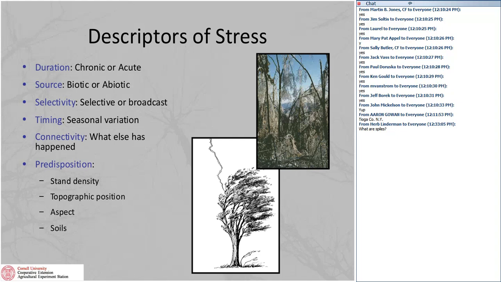You want to do your best to identify whether it's a biotic or an abiotic stress. Is it affecting one tree, or is it affecting a whole series of trees? Does it happen, do you see it every year at a particular time? So, the seasonal timing and how that may vary over the course of the season. Is the stress agent connected to anything else? Is there something else that has happened?